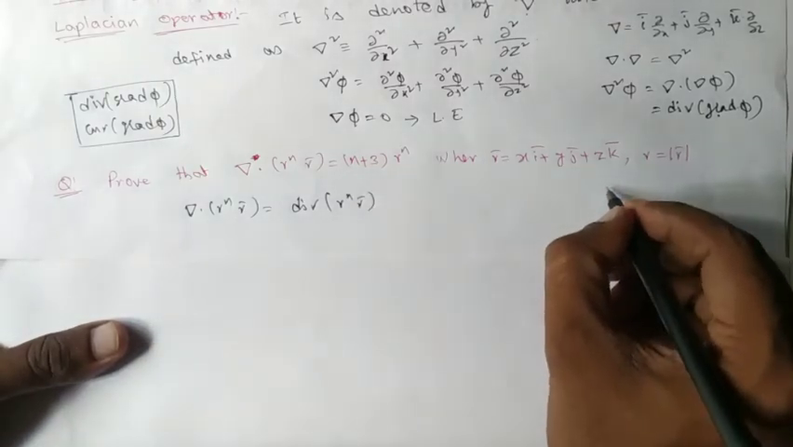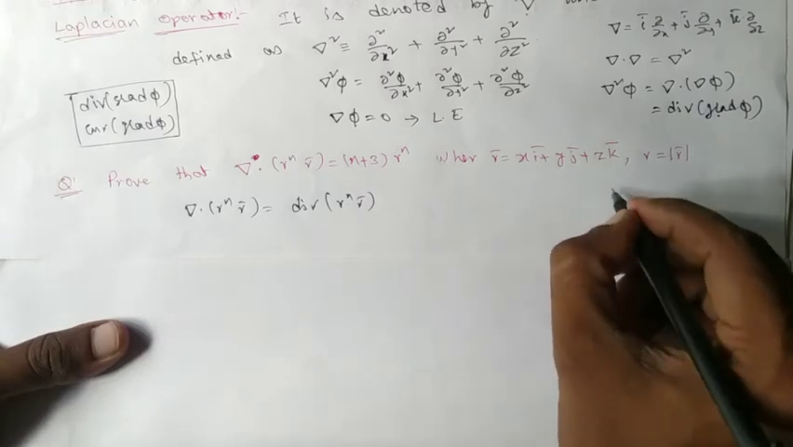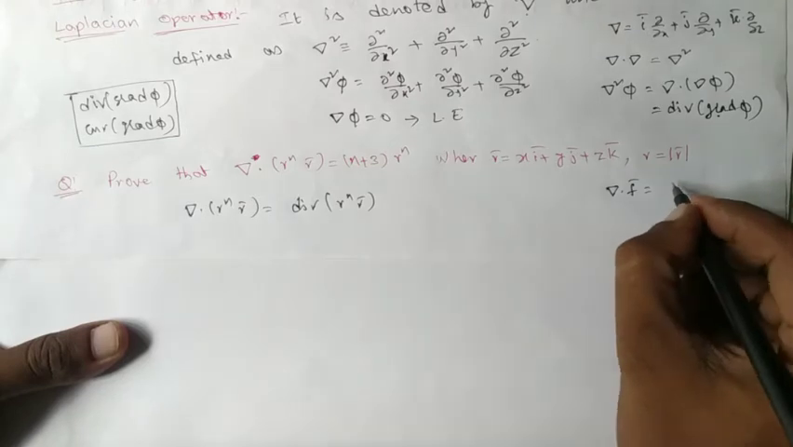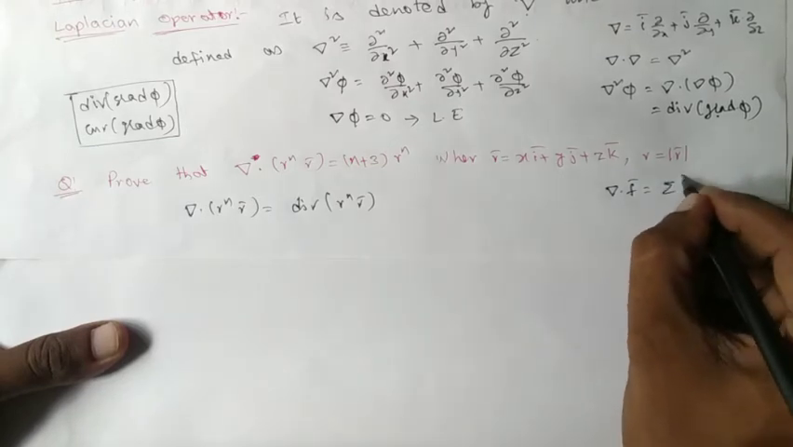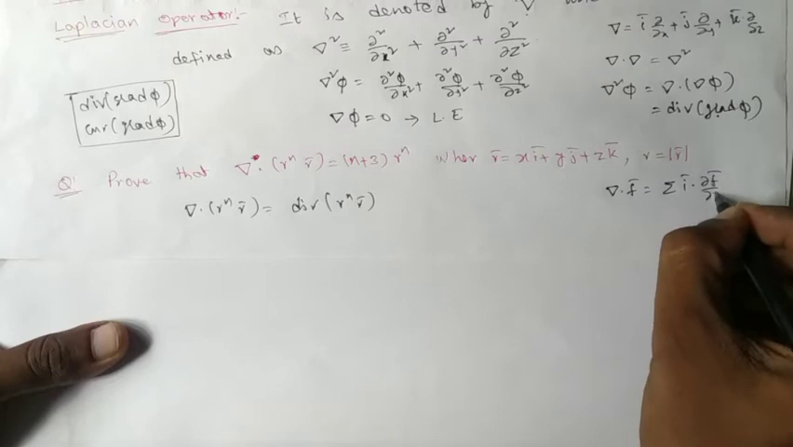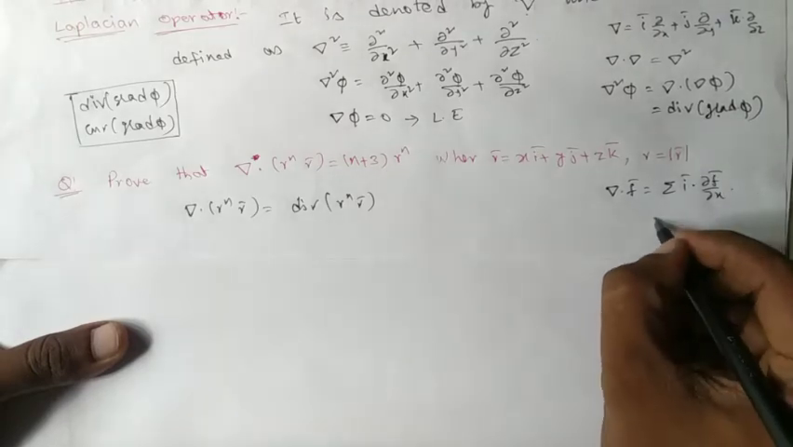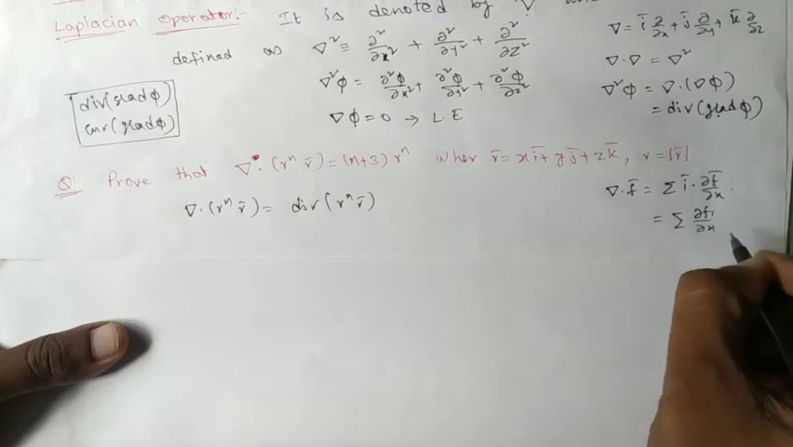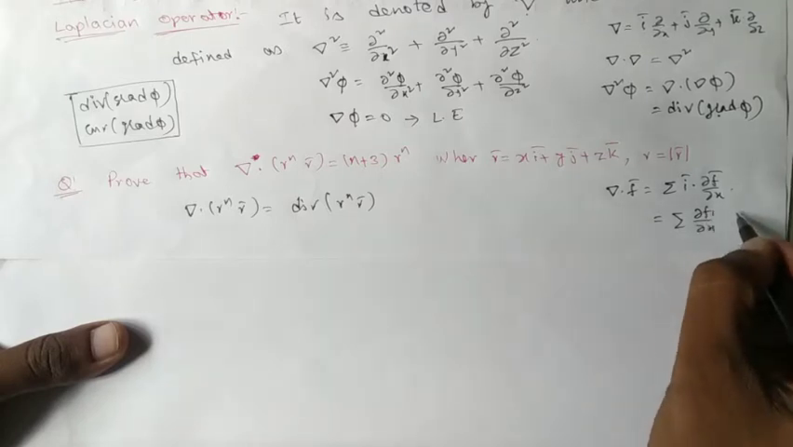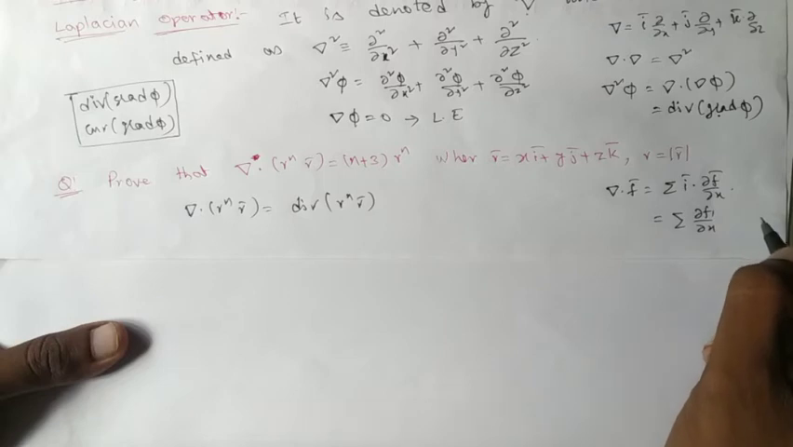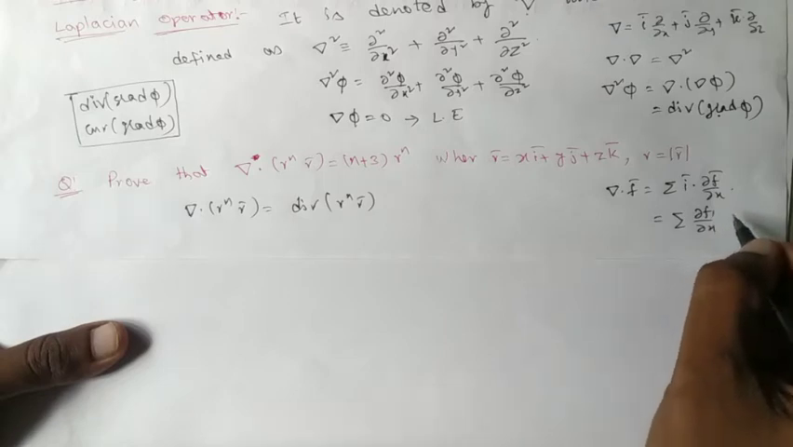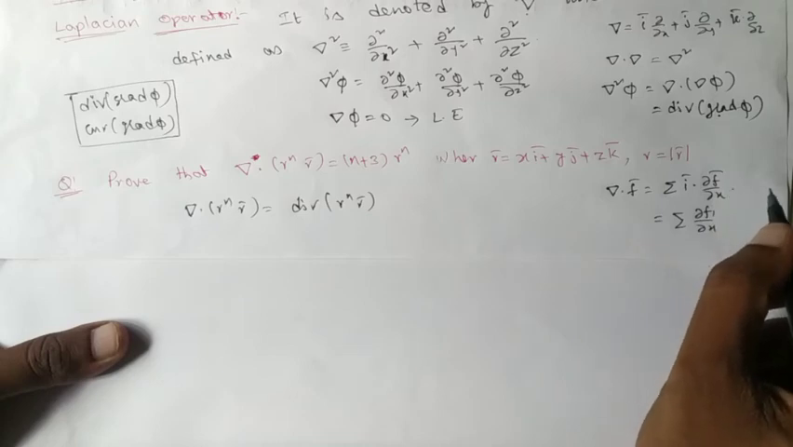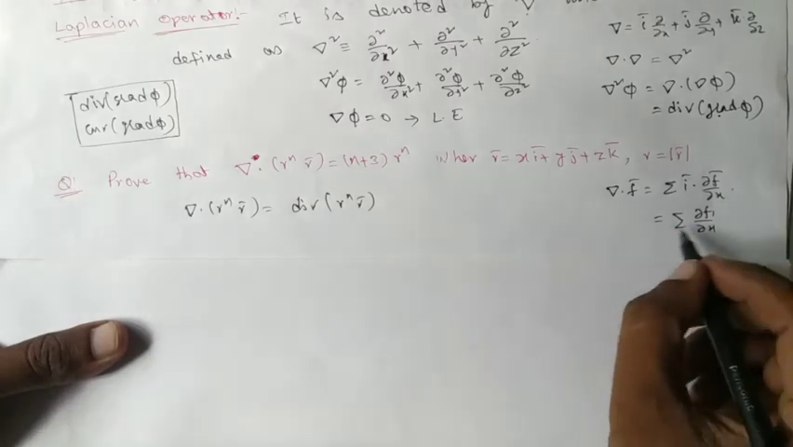If you use the definition directly, it will be somewhat lengthy. We know del dot f bar equal to sigma i bar dot dou f bar by dou x. This is one definition. Or for simplification purpose, we can take dou f1 by dou x plus dou f2 by dou y plus dou f3 by dou z, where f1, f2, f3 are the components of f bar in the directions of i bar, j bar, k bar. Then we can directly calculate in this manner.